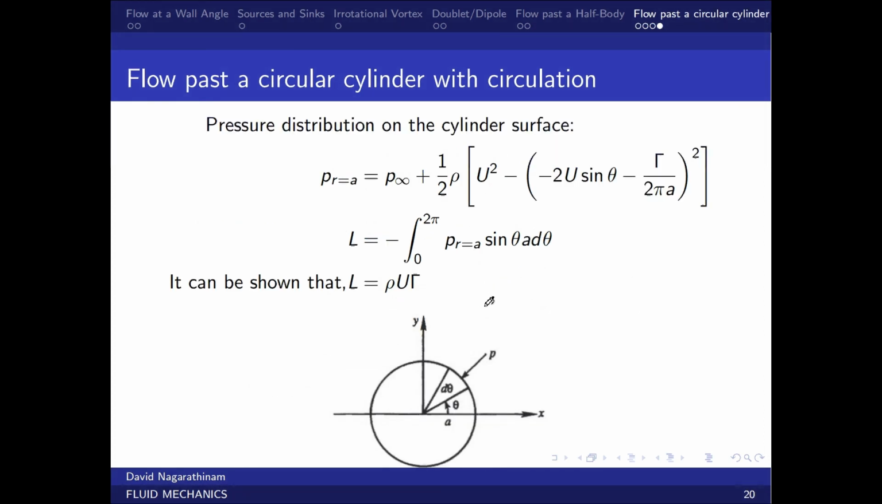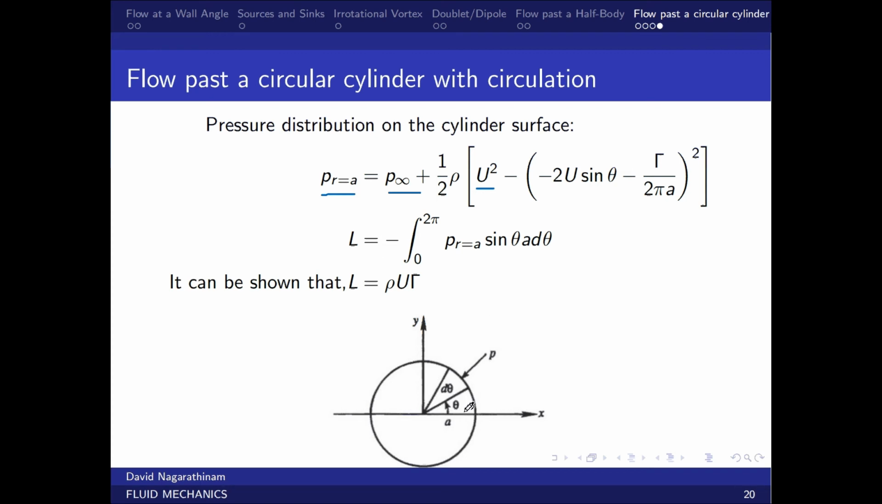Now, the pressure distribution on the surface of the circular cylinder with circulation can be deduced from Bernoulli's equation, which says that P plus half rho V squared is going to be equal to P infinity plus half rho capital U squared. Under such a scenario, the pressure at r equal to a is going to be represented by this particular functional form.